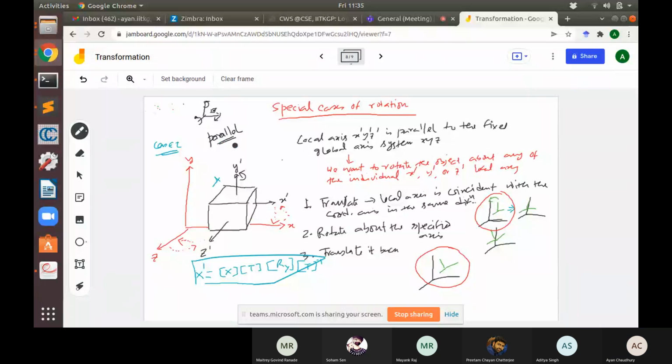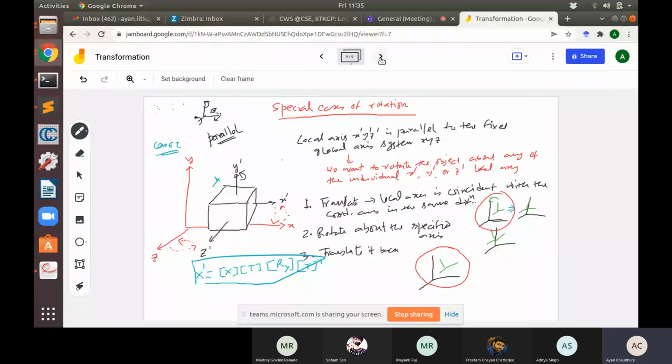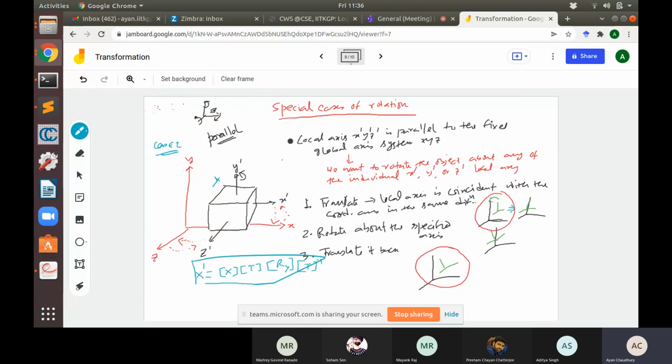So that's what I was showing. It's like this. Now let's see another case, case number 2. This is a bit complicated, and this is mostly used in practical scenarios. I will show you. Let's use the same color convention as last time.